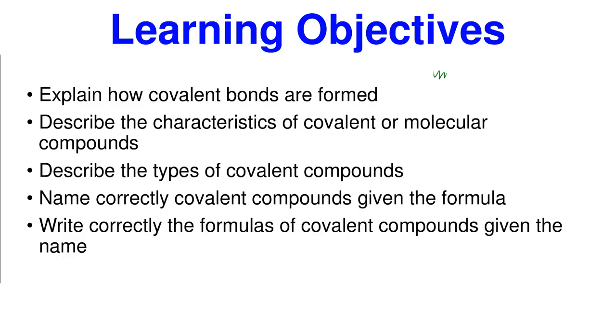We have a few learning objectives that we want to cover in this lecture. Number one, we'll explain how covalent bonds are formed. In this, we're going to take time to talk about how covalent bonds are formed. We'll describe the characteristics of covalent or molecular compounds, those are compounds that are formed from the formation of covalent bonds. We'll describe the types of covalent bonds. We'll briefly talk about this, and we're going to come to it again. And finally, we'll focus mainly on naming covalent compounds correctly given their formula, and we should also be able to write the formulas of covalent compounds given their name.